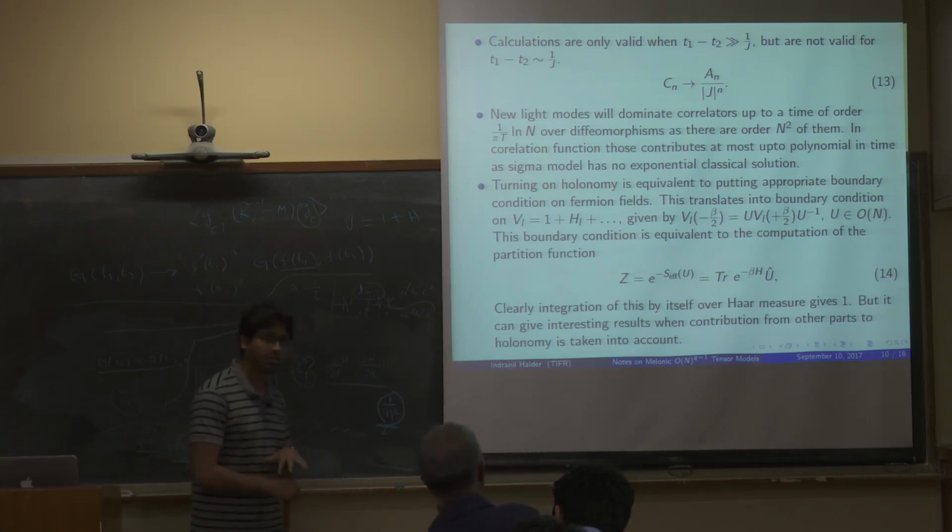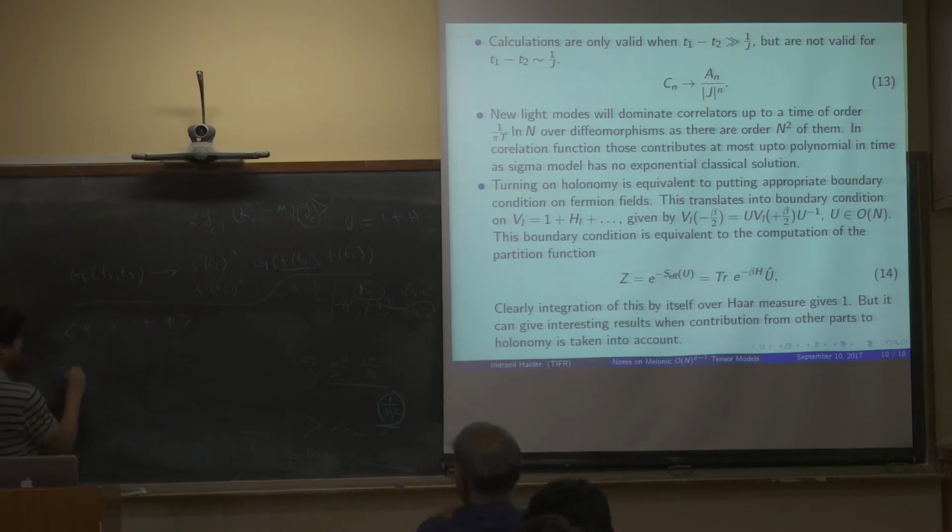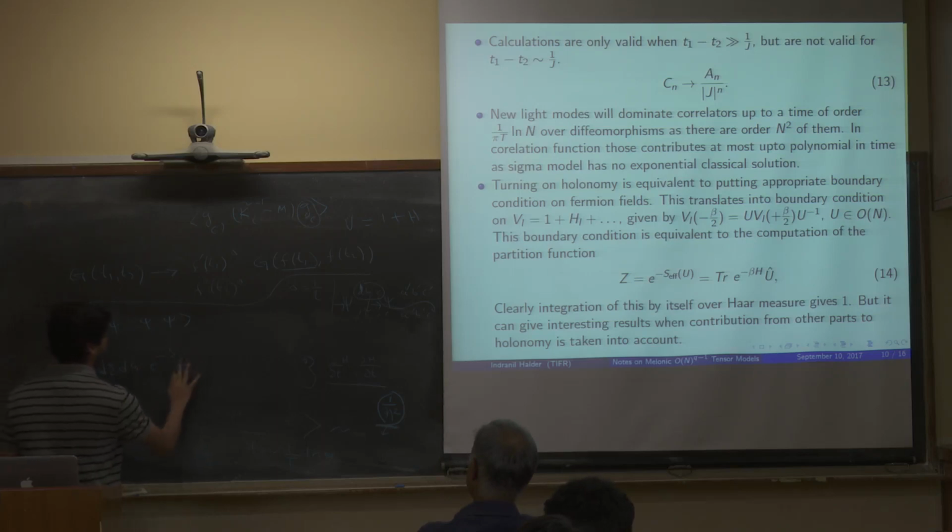Sorry, what are you computing now? We are computing this thing, the correlator, which is, you have 4 points. Yes, and that is given by some.